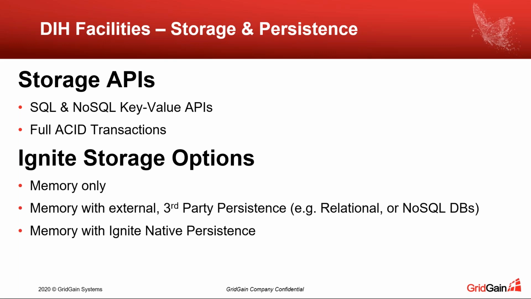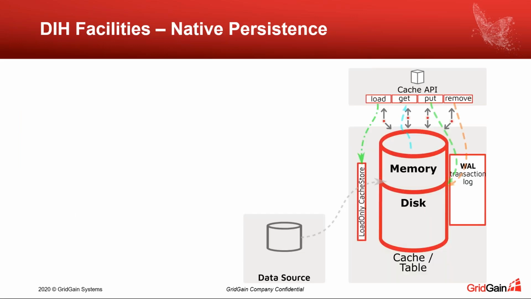Now, Ignite storage, these tables and caches, can be delivered in memory for the fastest overall performance. They can be in memory backed by a third-party persistence backend from external relational or NoSQL databases. And finally, it can be memory-centric with Ignite native persistence.